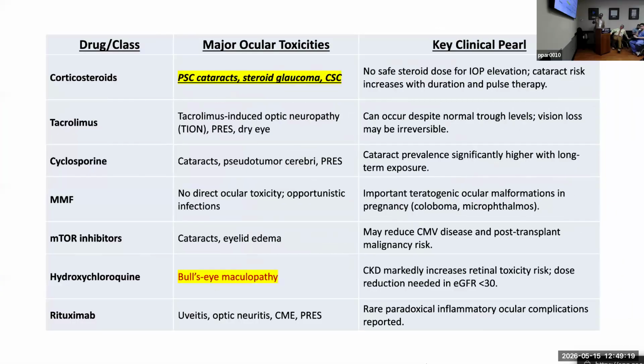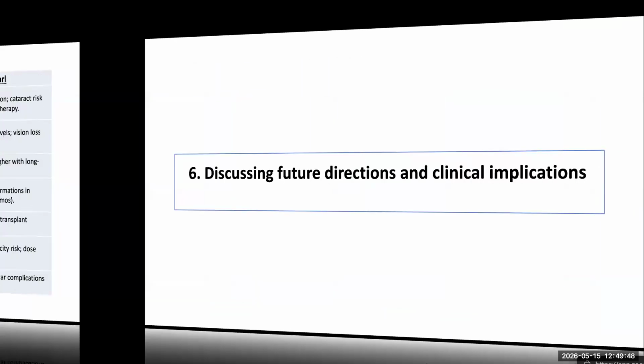So steroids: posterior subcapsular cataract, glaucoma, central serous retinopathy, as discussed. Tacrolimus causes optic neuropathy. Cyclosporine is known to cause cataracts and pseudotumor cerebri syndrome. MMF has no direct toxicities. mTOR inhibitors cause cataracts and eyelid edema. Hydroxychloroquine causes bullseye maculopathy, and rituximab has been shown to cause some rare side effects such as uveitis, optic neuritis, CME, which is clinically significant macular edema, and PRES.